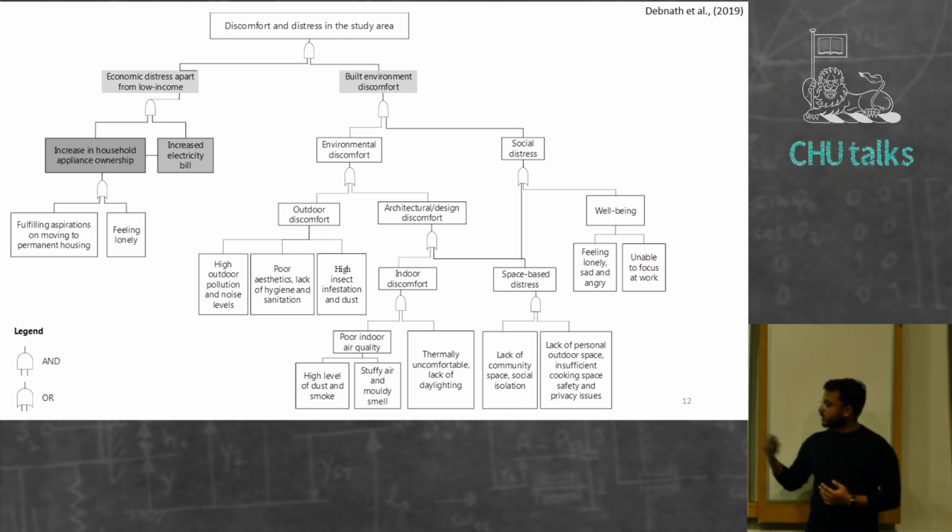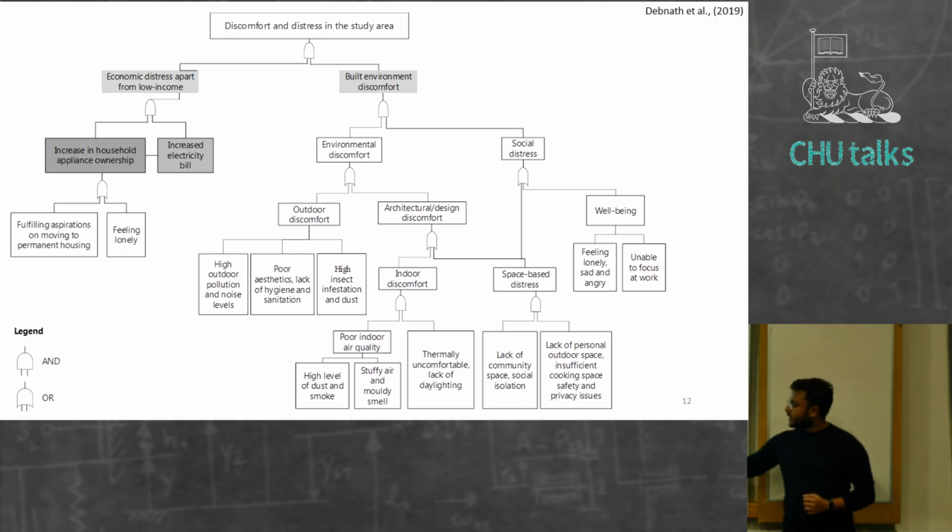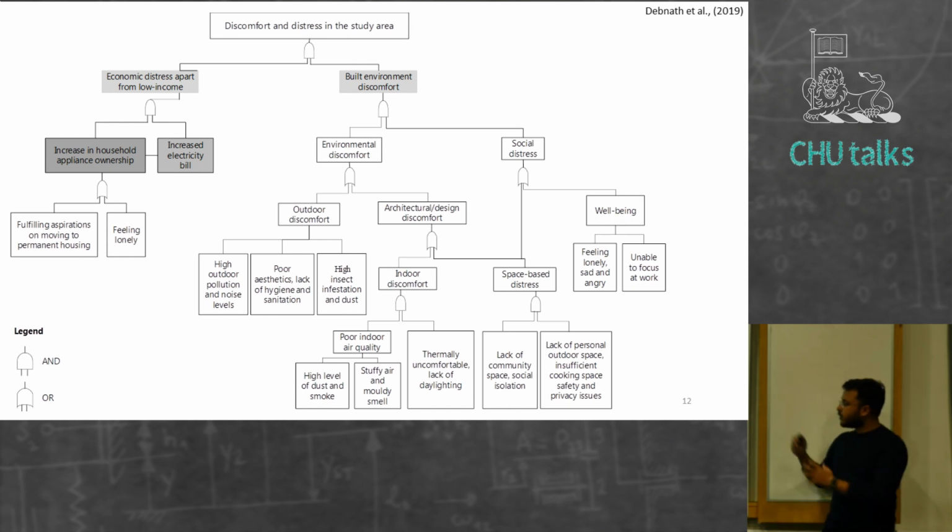So what are the causes of why they are so drawn into purchasing more appliances? It can be that they can't afford to buy them in the first place, so they take loans from their families or neighbors or from informal money lenders, which is again a huge distress to them because they can't repay it in the specified time.